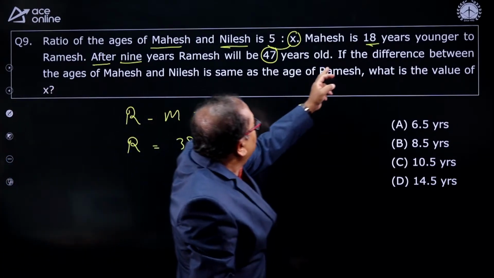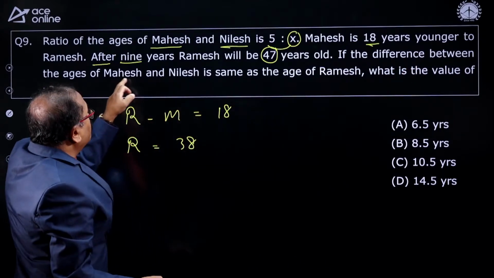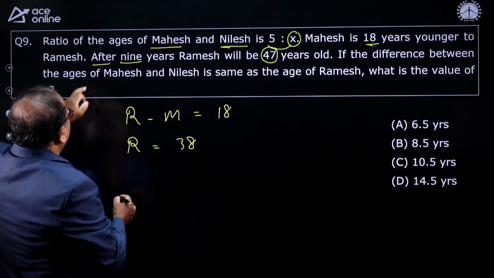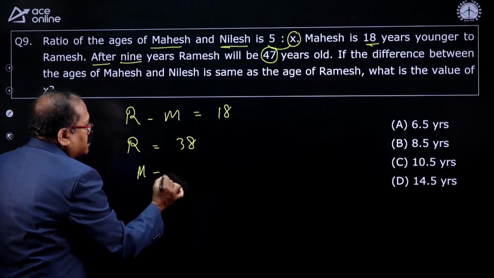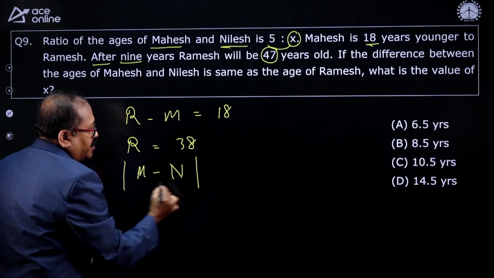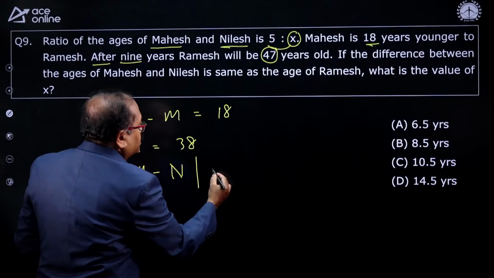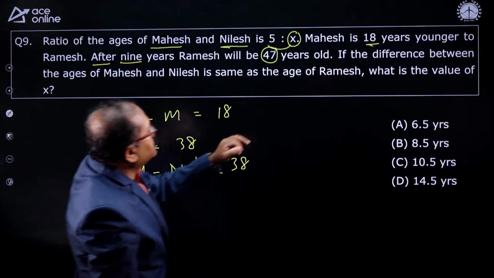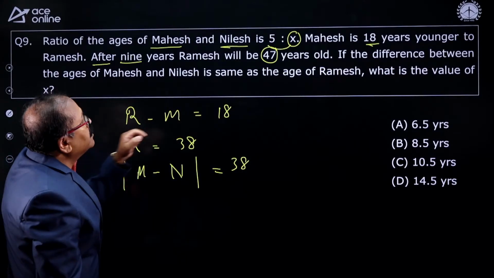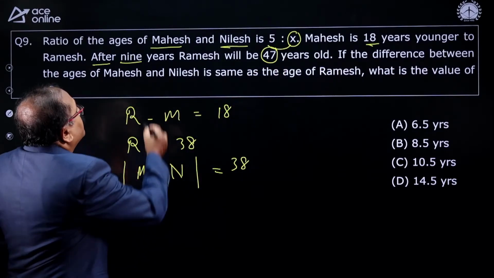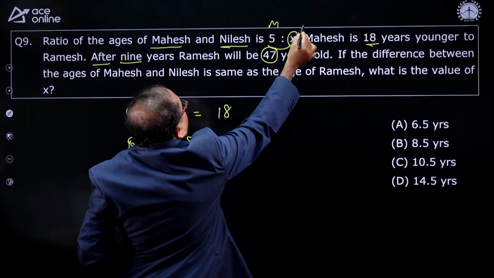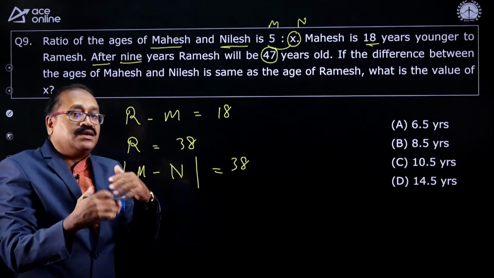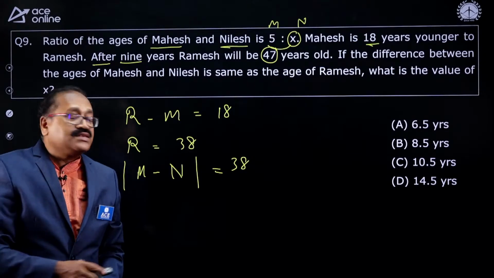So it is given to us that Ramesh's age is 38 years. And what is next? The difference between the age of Mahesh and Nilesh is the same as the age of Ramesh. So Mahesh minus Nilesh or Nilesh minus Mahesh, that is the modulus, equal to the age of Ramesh, which is 38 years. Now what is the value of x? I need to find the value of x. This is Mahesh and this is Nilesh. So if I can get Mahesh's age and Nilesh's age, I will get the x value. Your 15 seconds starts from here.